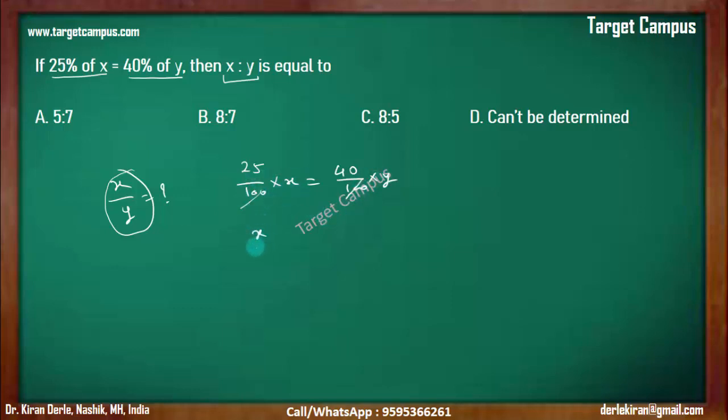So x upon y is equal to 40 upon 25. So this becomes 8/5. So the ratio is 8:5. I hope you have understood this. We wanted x as to y, that is x upon y, and we have just arranged this: 25% of x is equal to 40% of y. So we have just calculated x upon y. I hope you have got this.